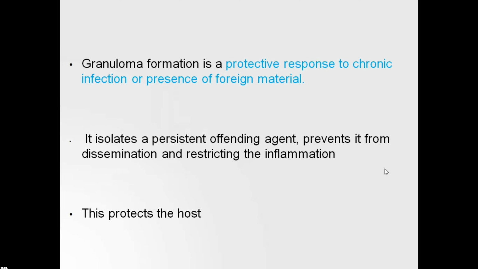Granulomatous inflammation. Granuloma formation is a protective response to a chronic infection or the presence of foreign material. It isolates a persistent offending agent, prevents it from disseminating or spreading, and restricts the inflammation. This protects the host, so it is a protective mechanism.